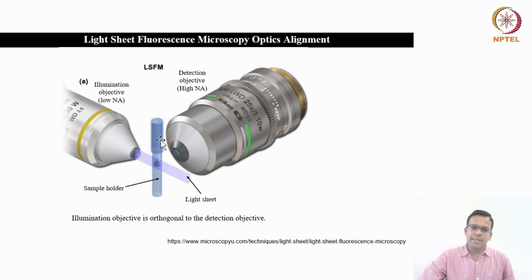Okay, and see, the sample is placed exactly at the center of both these objectives so that one can illuminate and the other can collect the fluorescent signal from this sample. So the sample alignment and the optics alignment is very critical in this light sheet fluorescence microscope.